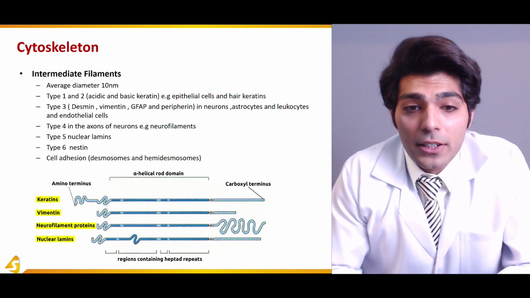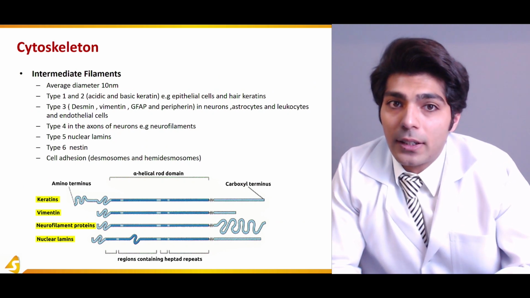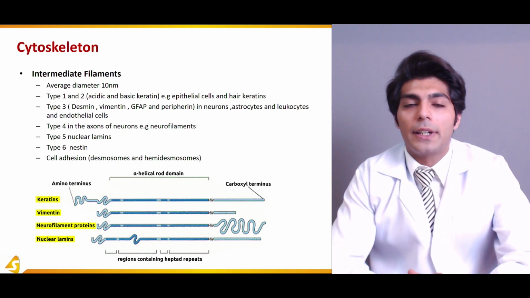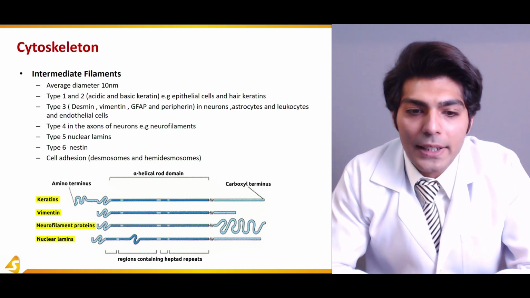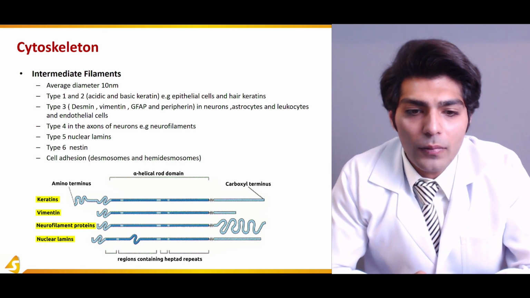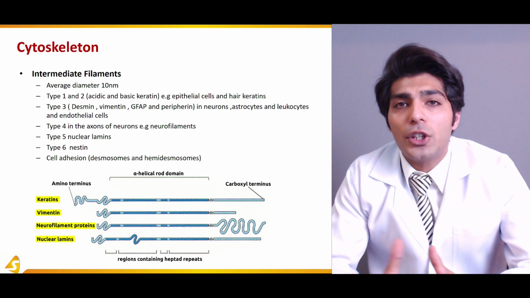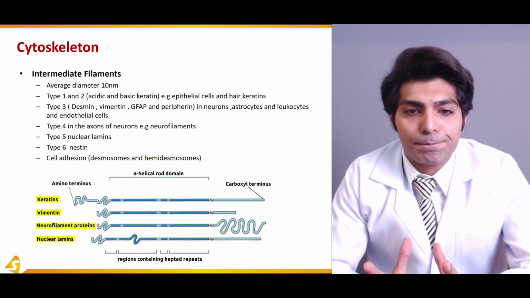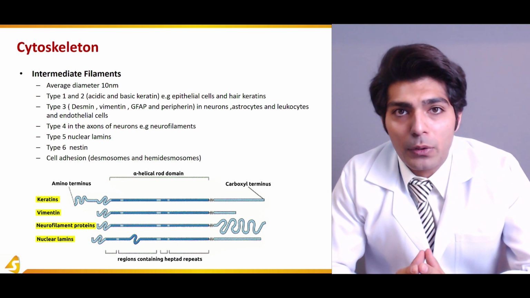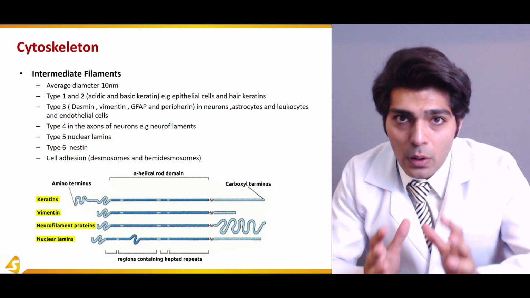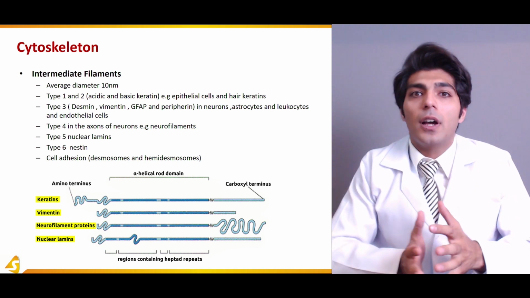Now, intermediate filaments. Intermediate filaments are an important part of the cytoskeleton. The main point of the intermediate filament is that it provides an attachment point, like desmosomes, for cell adhesion. It provides adhesion between the cell and the matrix, between a cell of one tissue and a cell of another tissue, or between two similar cells. So it provides attachment and junctional points.